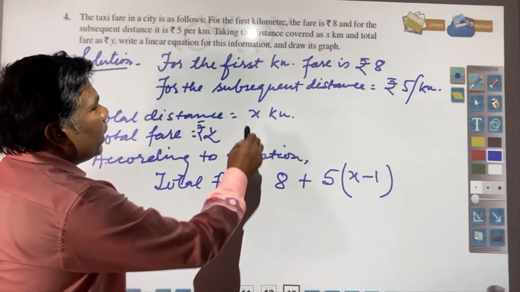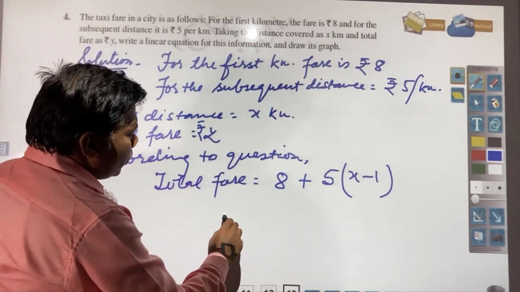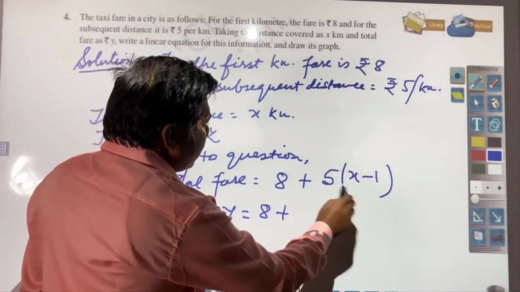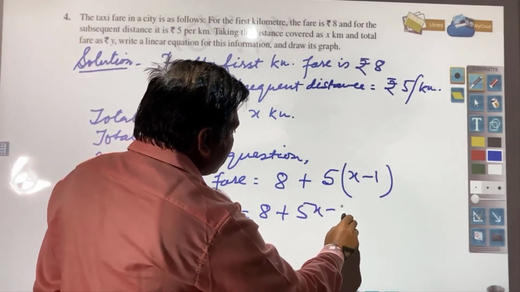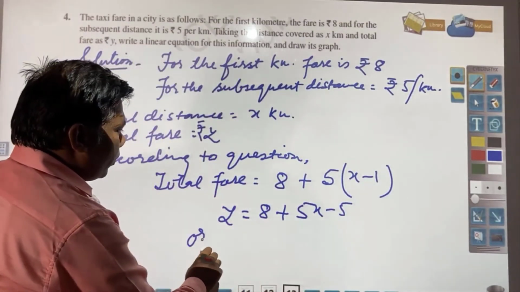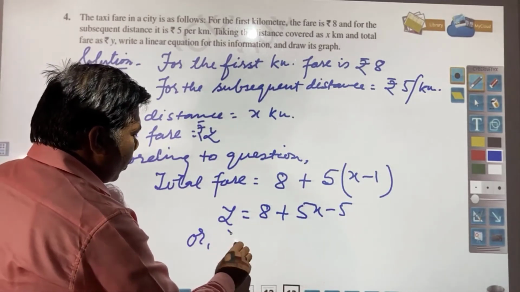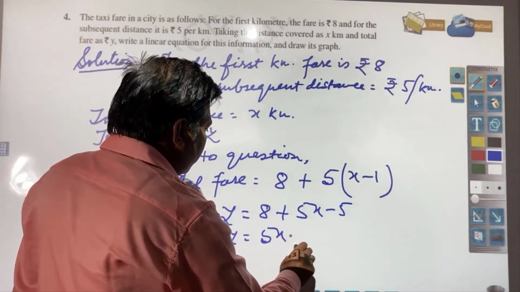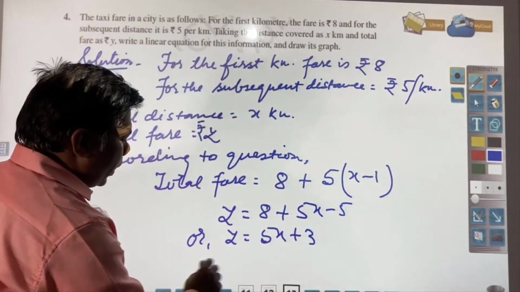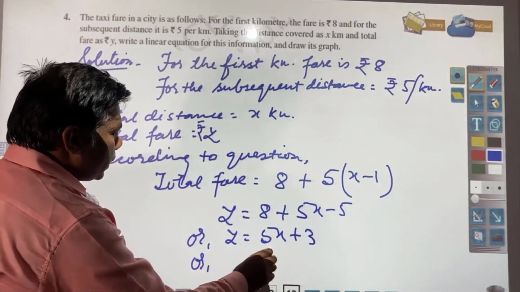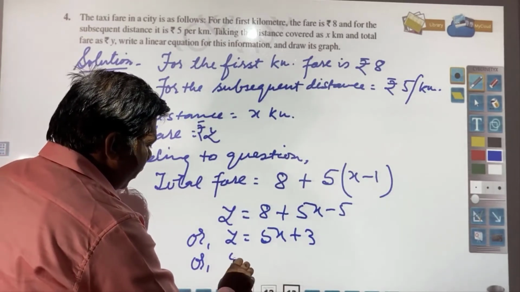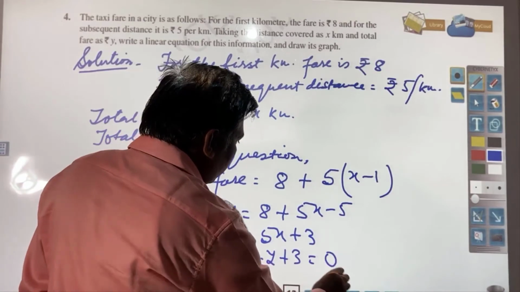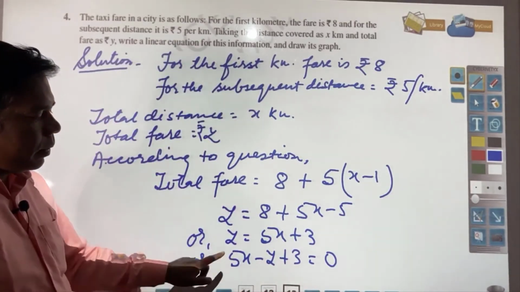So total fare has been given as y. So y will be equal to 8 plus 5x minus 5, or it will be y = 5x + 3. In this way you can write. This also could be the answer, or 5x - y + 3 = 0. This will be your equation.